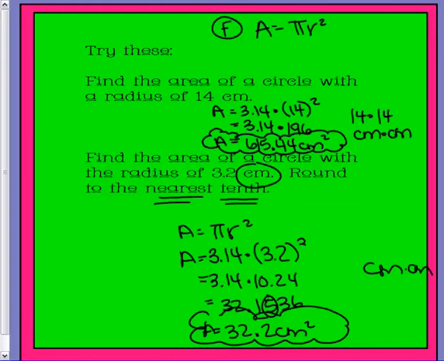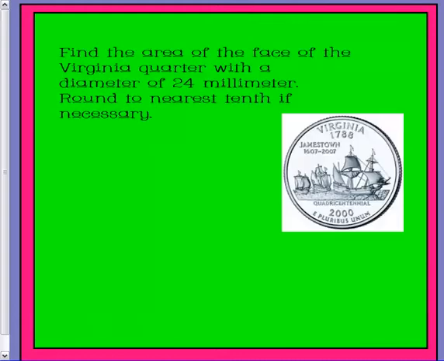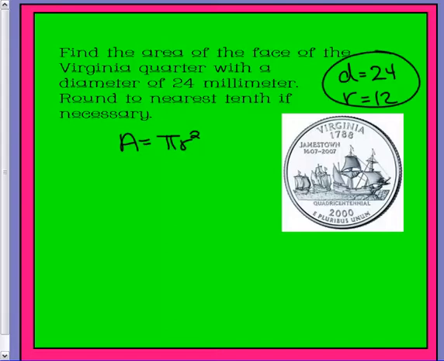Okay, let's look at something different. Find the area of the face of the Virginia quarter with a diameter of 24 millimeters. Okay, we don't have a formula that allows us to use diameter for area. So if we know the diameter is 24, what do we know the radius is? 12. Make sure that you have this written down in your notebook, because that is significant that when you are writing these, that you put in the diameter and the radius to show that you've changed it.